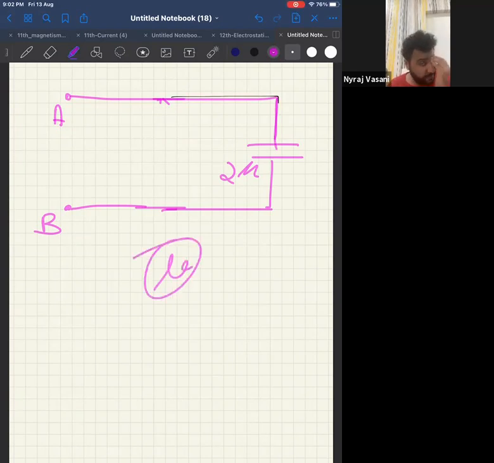Getting it now? Easy. There was no way you would get D. Okay, we just did simple simplification of series and parallel. Therefore, the 53rd answer was B.